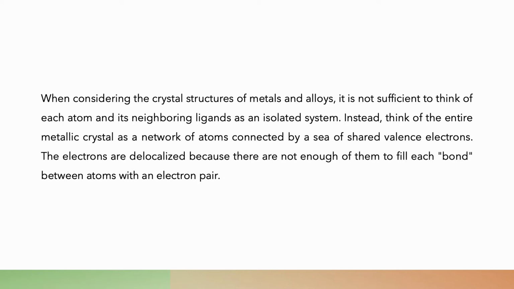The electrons are delocalized because there are not enough of them to fill each bond between atoms with an electron pair. For example, in the crystal structure of s-block and p-block metals, each atom has either 8 or 12 nearest neighbors, but the maximum number of s plus p electrons is 8. Thus, there are not enough to put two electrons between each pair of atoms. Transition metals can also use their d orbitals in bonding, but again, there are never enough electrons to completely fill all the bonds.